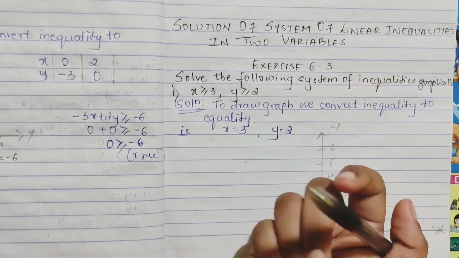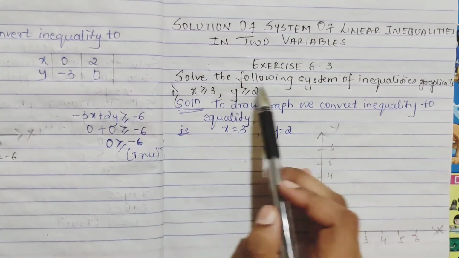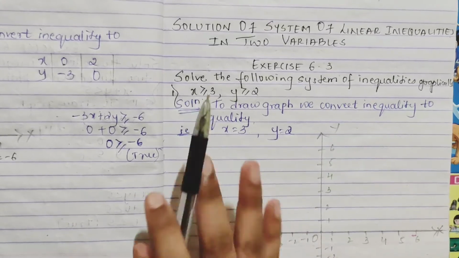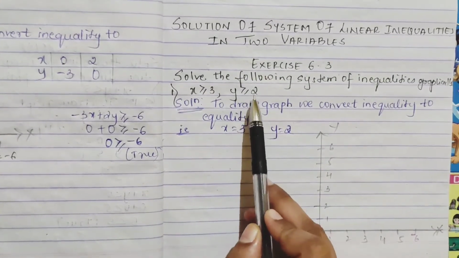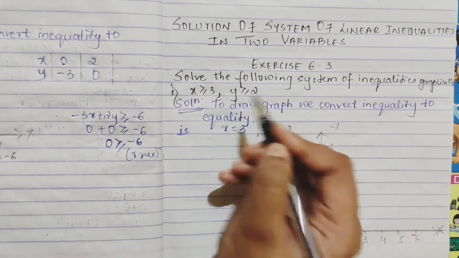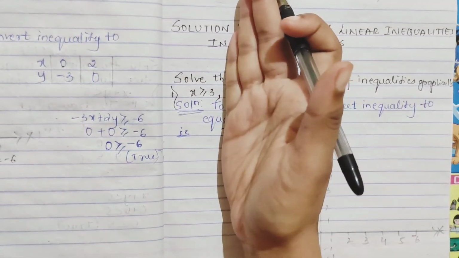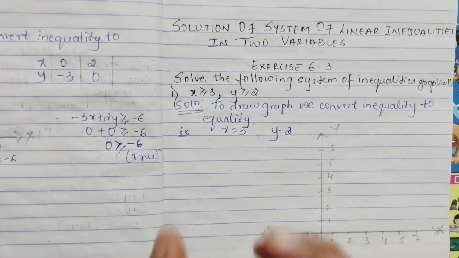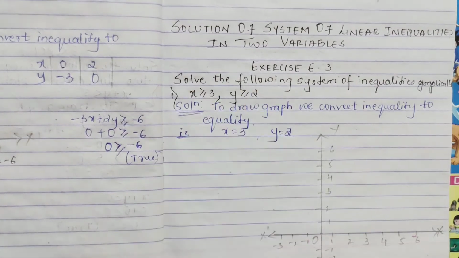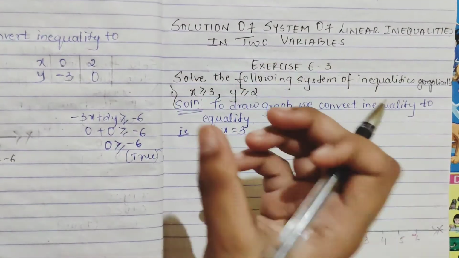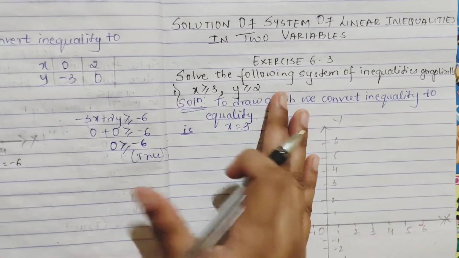Okay. So here you have exercise 6.3. I have taken: solve the following system of inequalities graphically. The first question I have taken is x greater than or equal to 3, y greater than or equal to 2. In your previous section, you had done either just x greater than or equal to 3 or just y. Now for both, the same procedure, you have to find the same shaded portion. But the region common to both is what you have to shade. That's the difference between that and this.